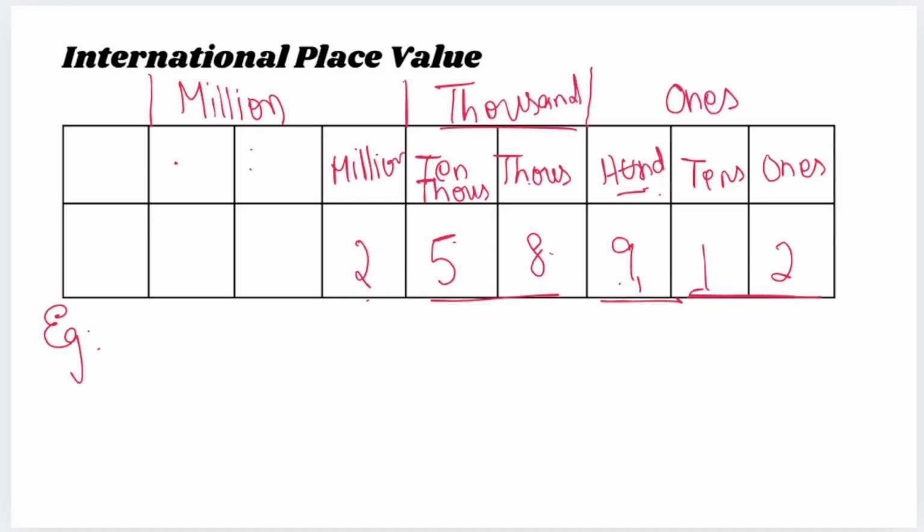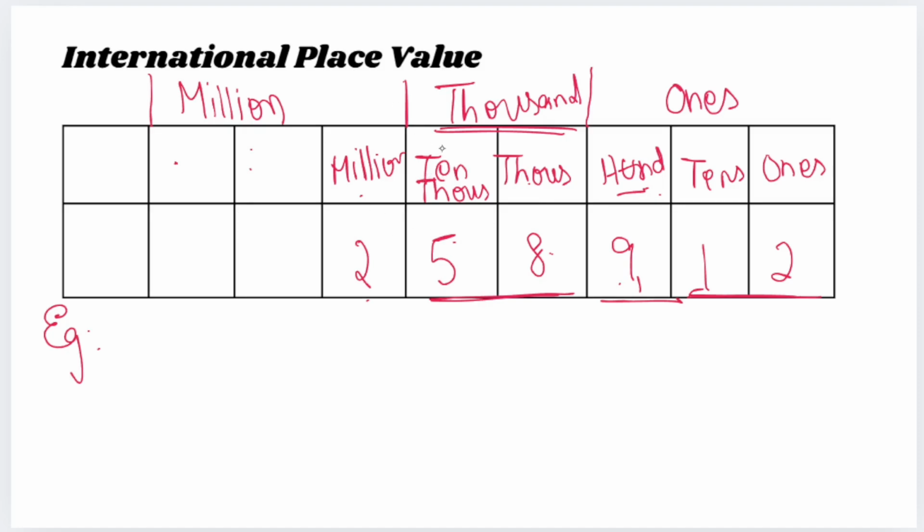I repeat it again. 2 is in the place of million, so 2,058,000. 58 is in the place of thousand, so I'm using 58,000. 58,912. Fine.